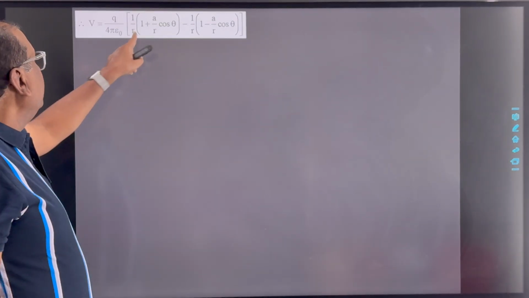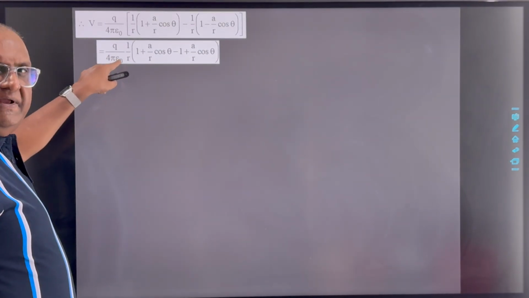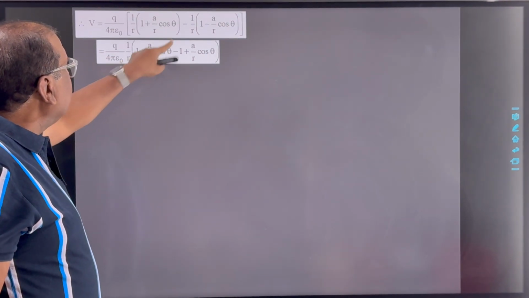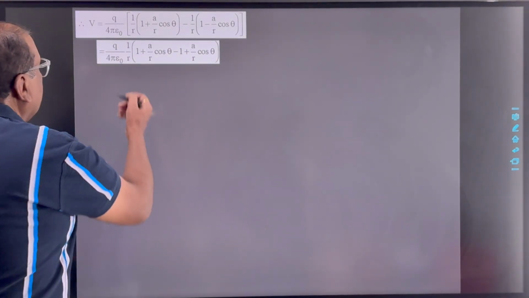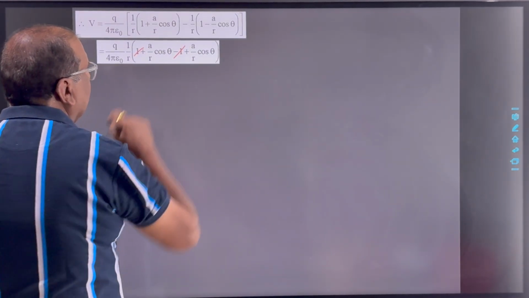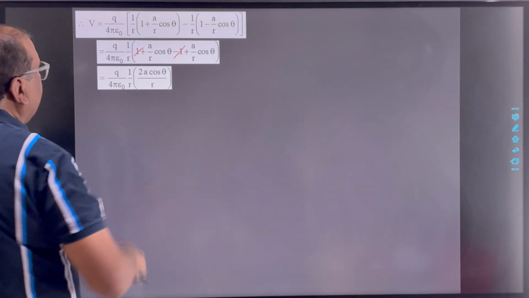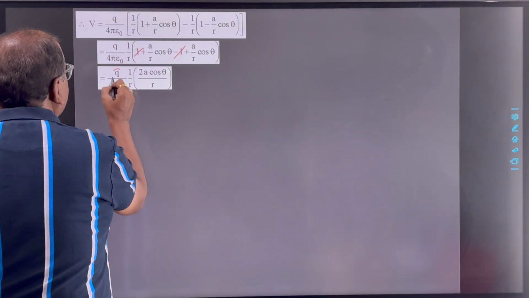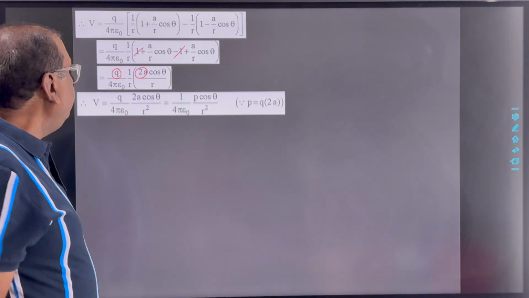Now if we take 1 by R common here, then we can write Q upon 4 pi epsilon 0, 1 upon R, this 1 plus A by R cos theta minus 1 plus A by R cos theta. Now this 1 will be cancelled. A by R cos theta, A by R cos theta, 2 times. So Q upon 4 pi epsilon 0, 1 upon R, 2A cos theta upon R. But Q into 2A, that is called the dipole moment P.